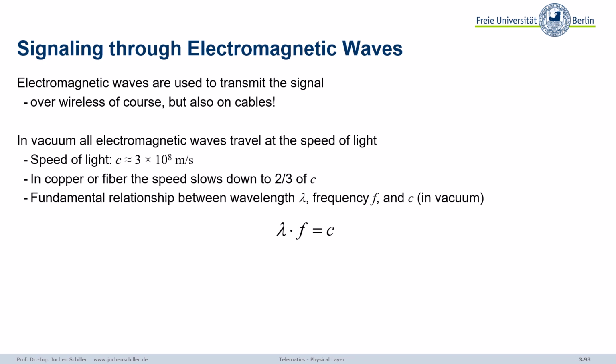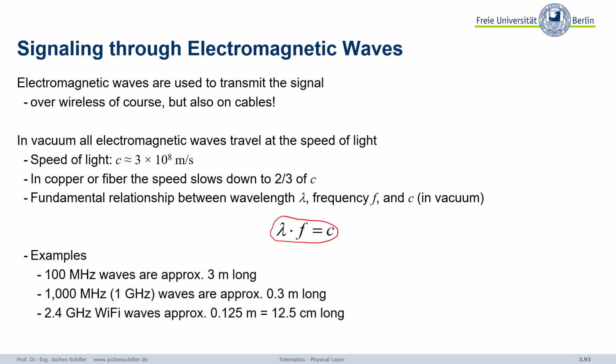Yes, in vacuum, not in, for example, copper or fiber. So, rough numbers, only 2/3 of the speed of light. And I always said also in the last subsection, well, we can replace wavelength and frequency, and here you see wavelength times frequency is the speed of light. So that's a very fundamental relationship between wavelength and frequency in vacuum.